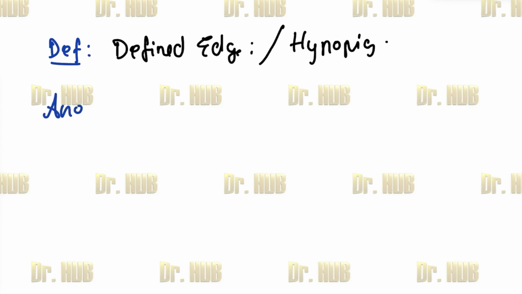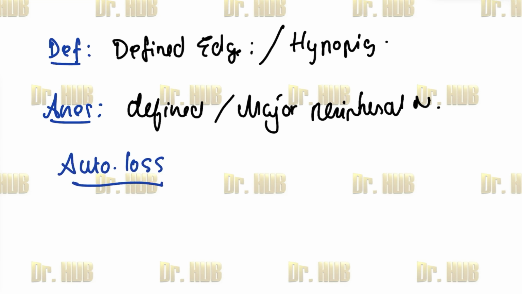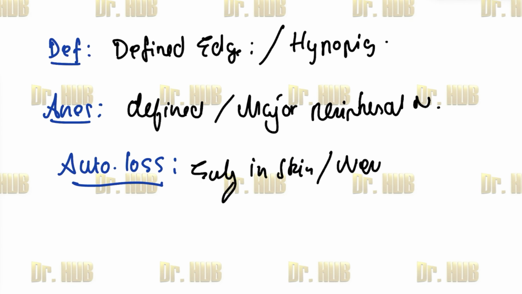Next, let's talk about the anesthesia. In terms of anesthesia, it is early, marked, defined localized skin lesions, and the major peripheral nerve is involved. Next, what about the autonomic loss? Autonomic loss is that it is early in skin and the nerve lesions.